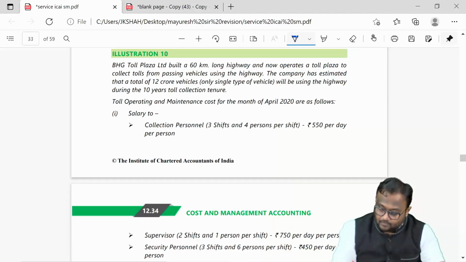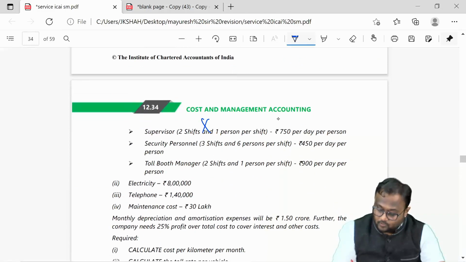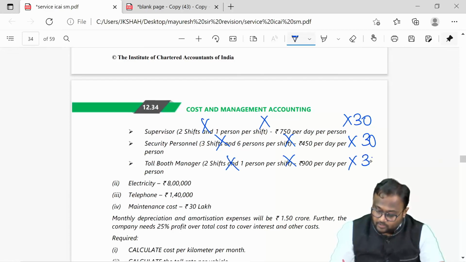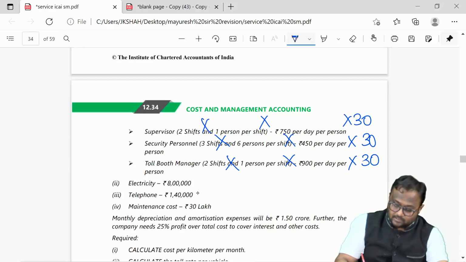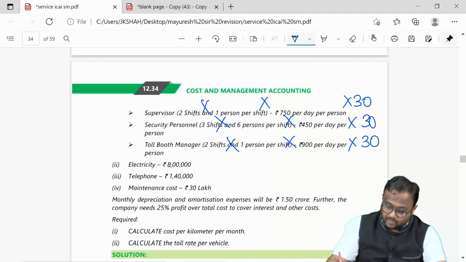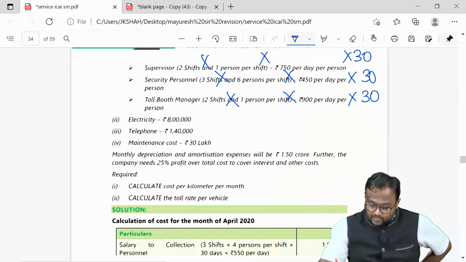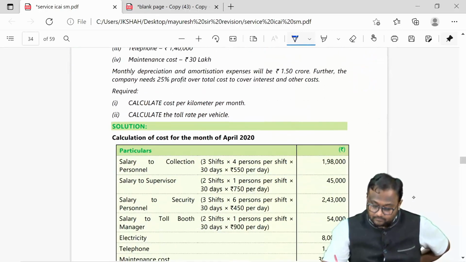Salary? Okay, it's a very simple calculation. Simply multiply and then multiply by number of days. 2 into 1 into 750 into 30. 3 into 6 into 450 into 30 because it is per day. 2 into 1 into 900 into 30. Your work is done. Electricity, telephone, maintenance will be charged separately. Monthly depreciation will also be charged. And 25% profit is needed, no? Okay, see.